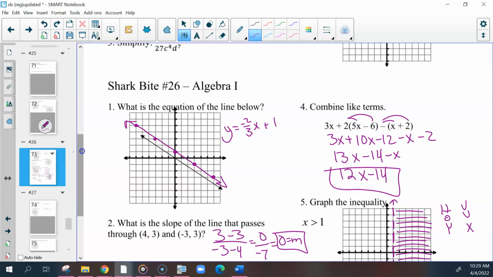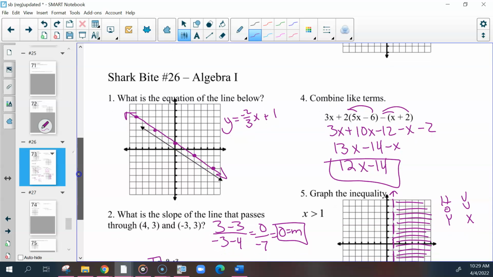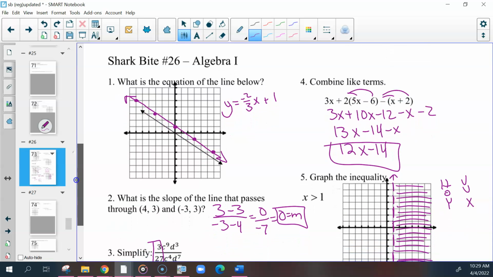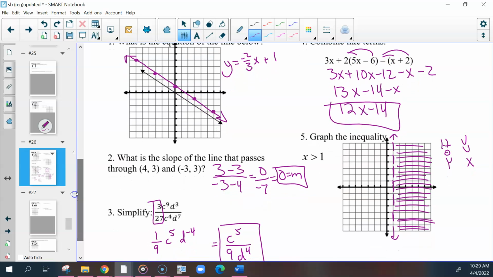So then your equation of your line would be y equals negative 2 over 3x plus 1. Number 2, you have to find the slope. So if you subtract 3 minus 3 over negative 3 minus 4, you get 0 over negative 7, which is just 0.